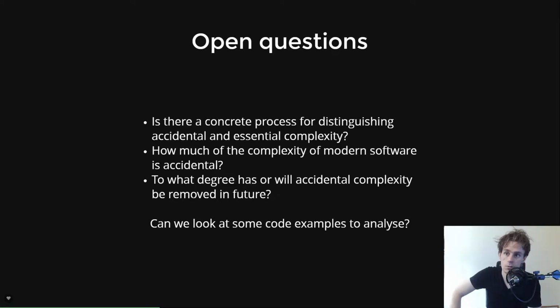To what degree has or will accidental complexity be removed in the future? This was a question posed by another lecturer previously lecturing this course with me. This is an interesting question. Will there be less accidental complexity in the future? Maybe. Don't know. Depends how good computers probably get, right? A lot of improving things will probably come from how smart computers can get when it comes to looking at your own code.